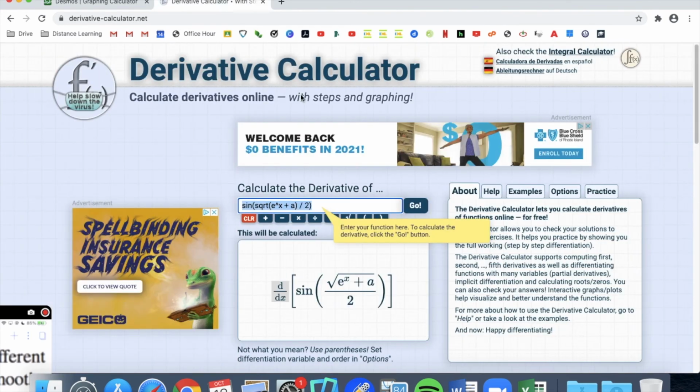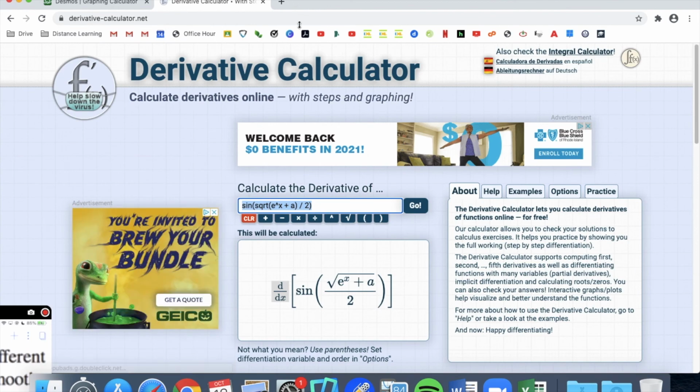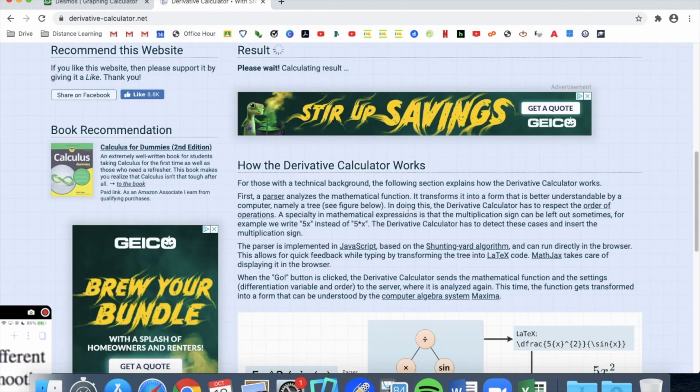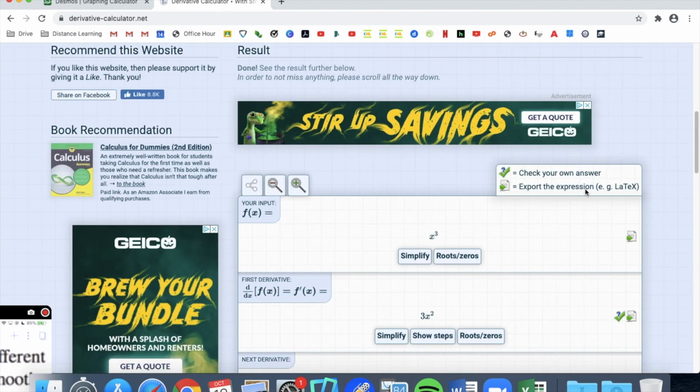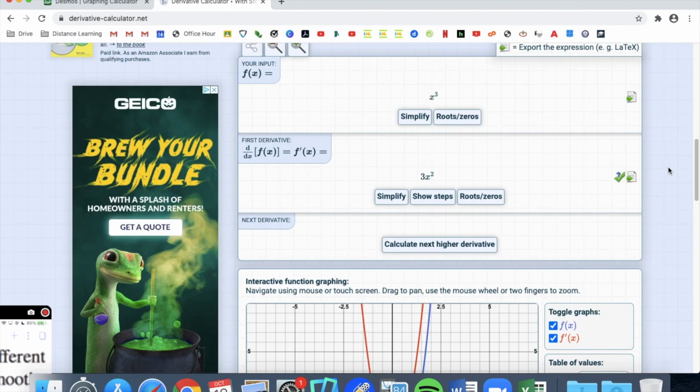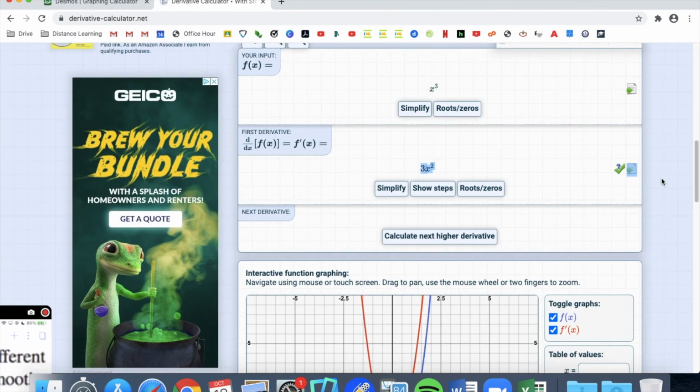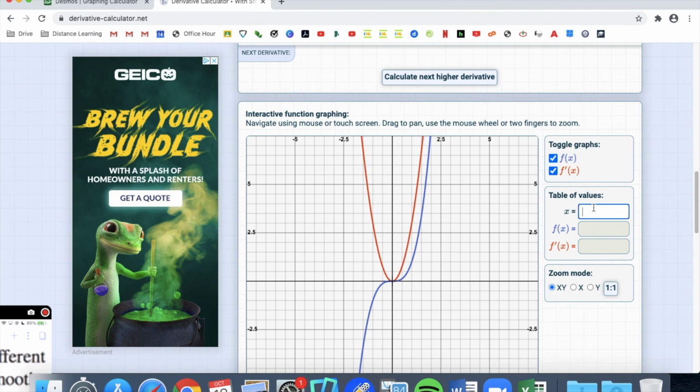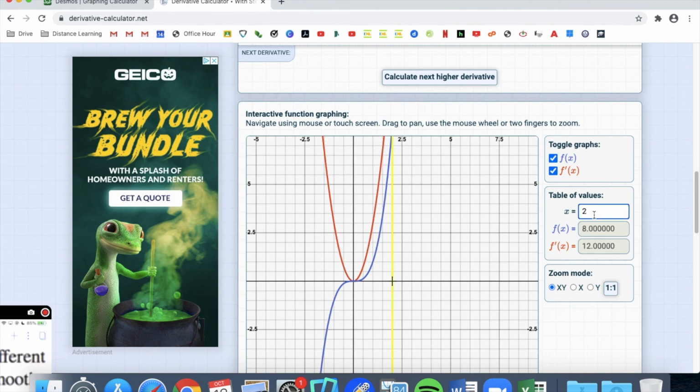The only other calculator I know of that works pretty well is derivativecalculator.net. So you have Desmos and derivativecalculator.net. So here it's already kind of set up for you. You're going to say x cubed, click go, and it'll actually calculate for you. 3x squared is your derivative, and what you have the ability then of doing is typing in the value you want, so 2, which ends up getting us the output of 8 on the original function, but then 12 is my derivative.